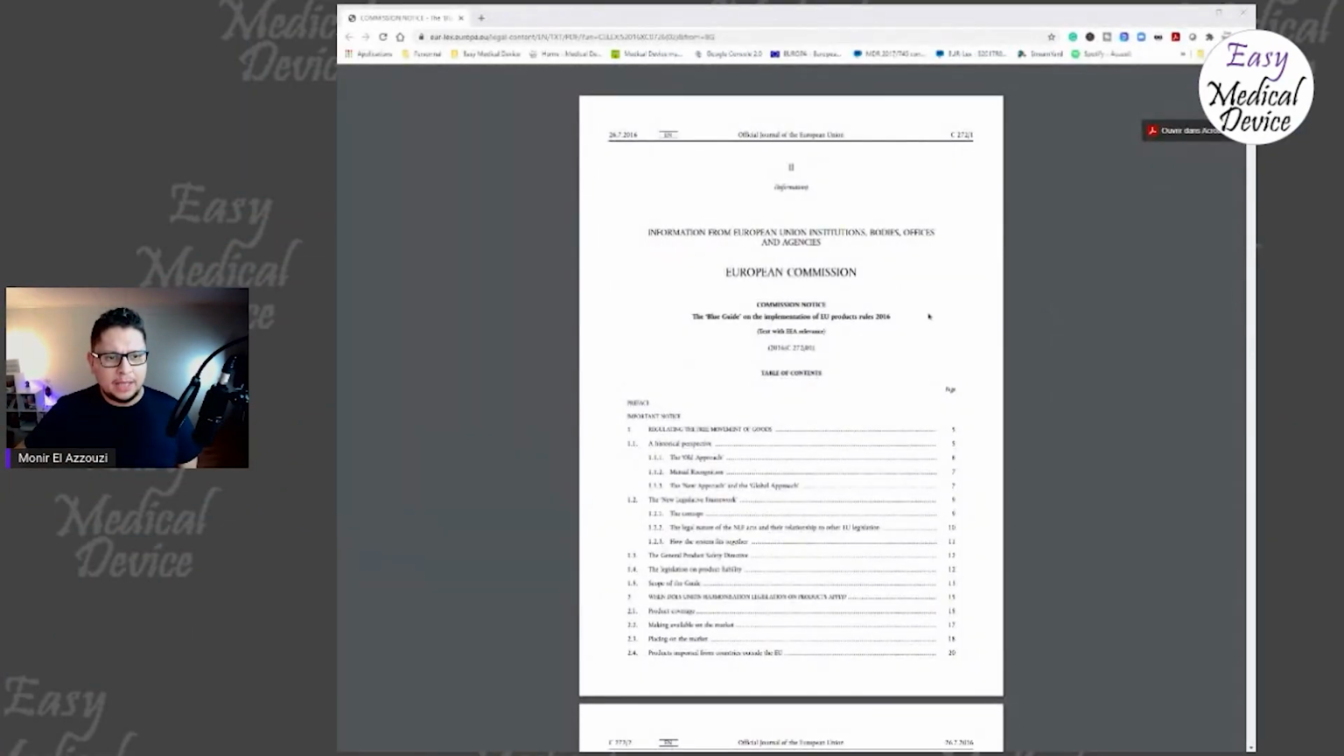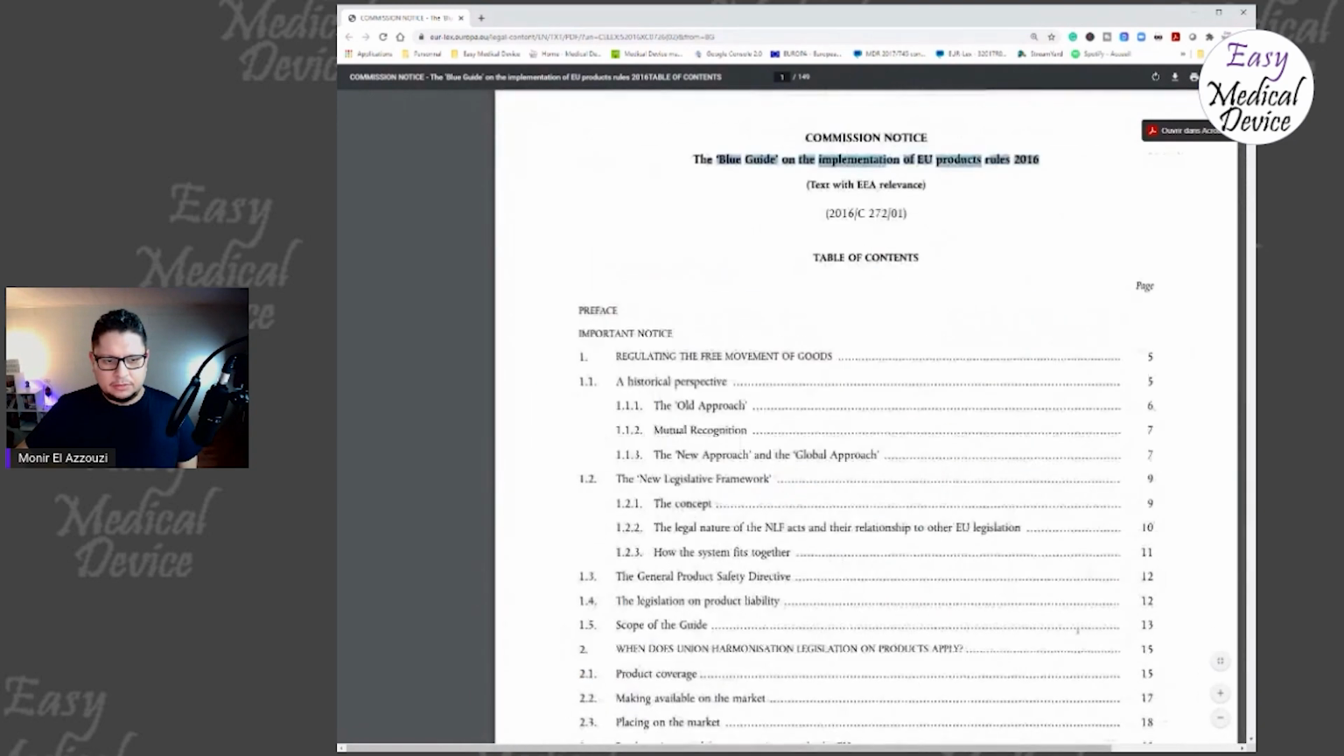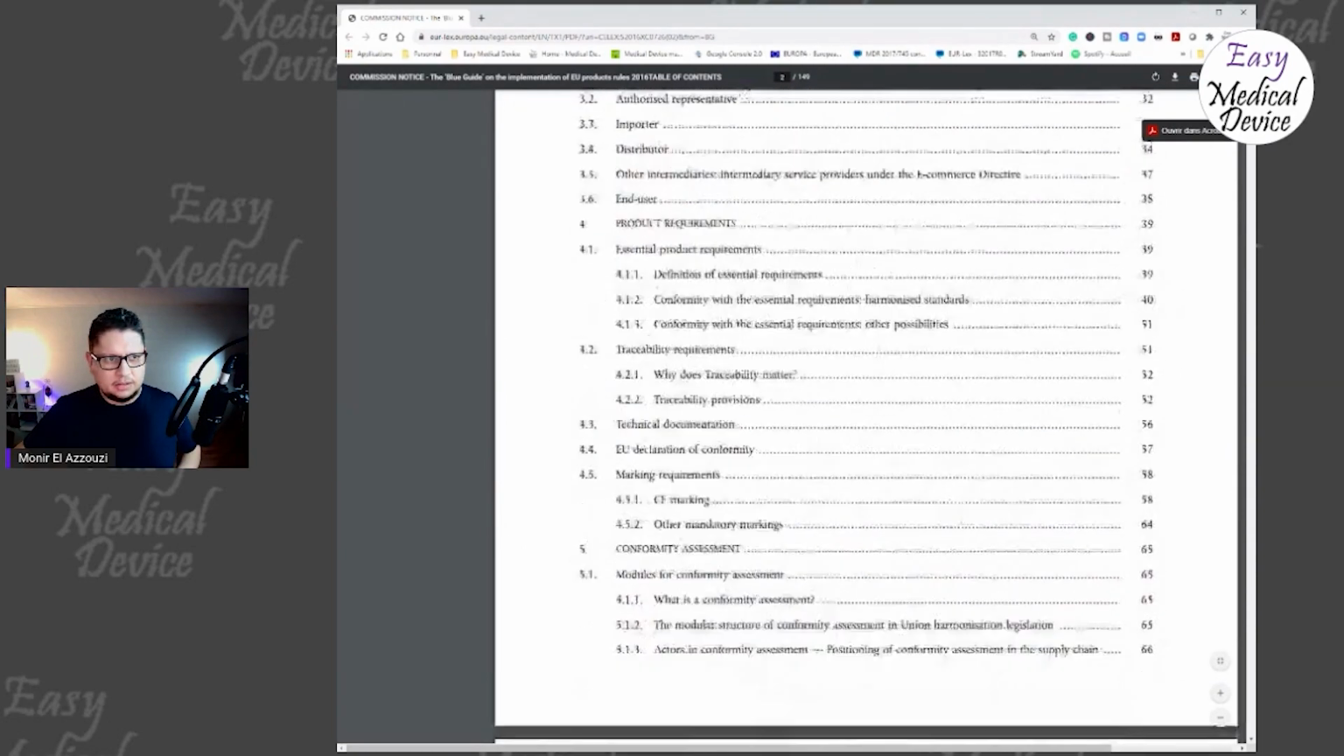Okay, this is the Blue Guide. The Blue Guide is a guide for the implementation of EU product rules. It dates from 2016, but it's still applicable now. Let me go through that. So if you go on the Blue Guide, here it says, for example, what placing on the market means. If I can click on page 18.